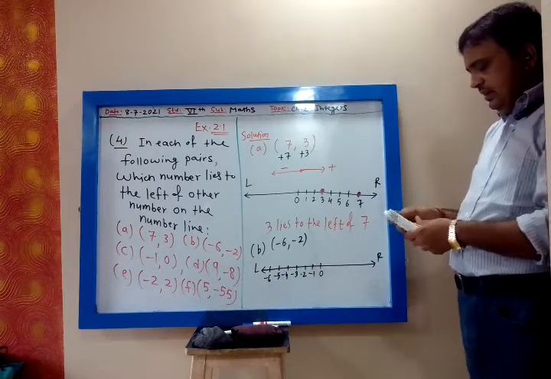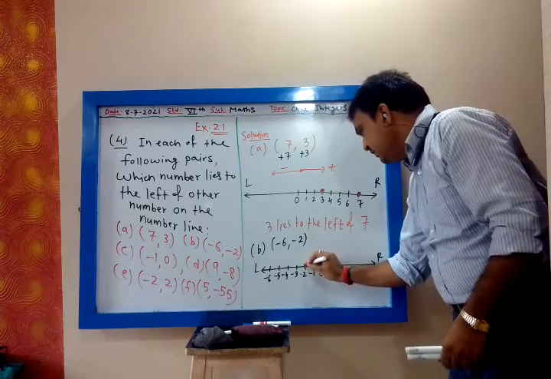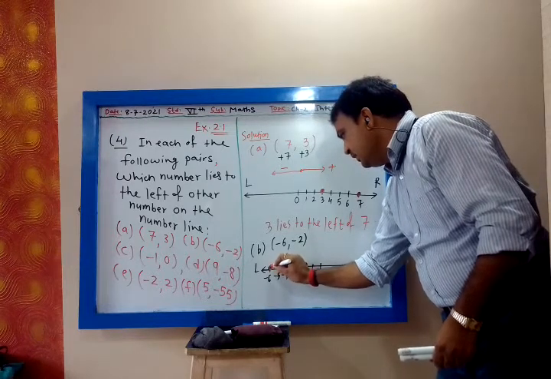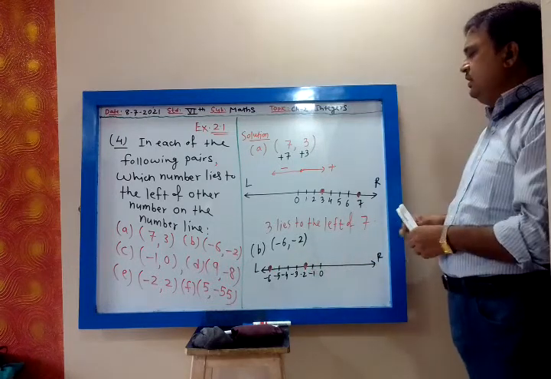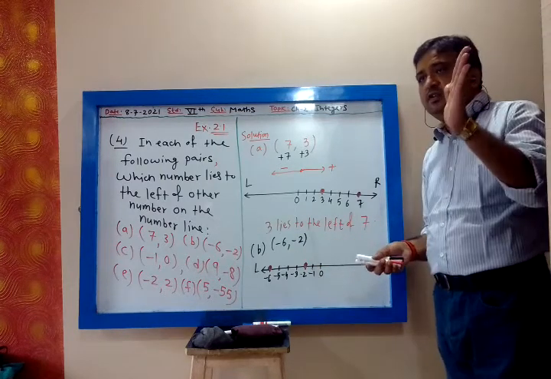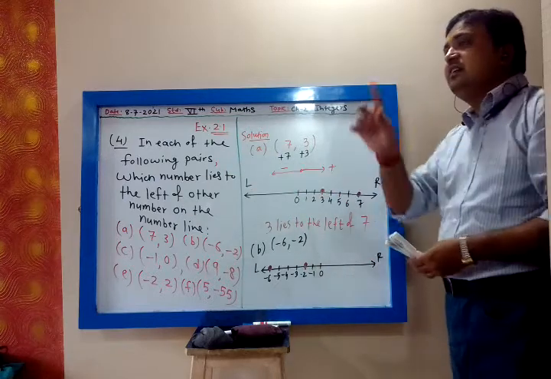So now we highlight the numbers minus 2 and minus 6. This is my minus 2 and this is my minus 6. Now can you tell me which number lies on the left? My dear, don't say 2. This is my left side. Minus 6.